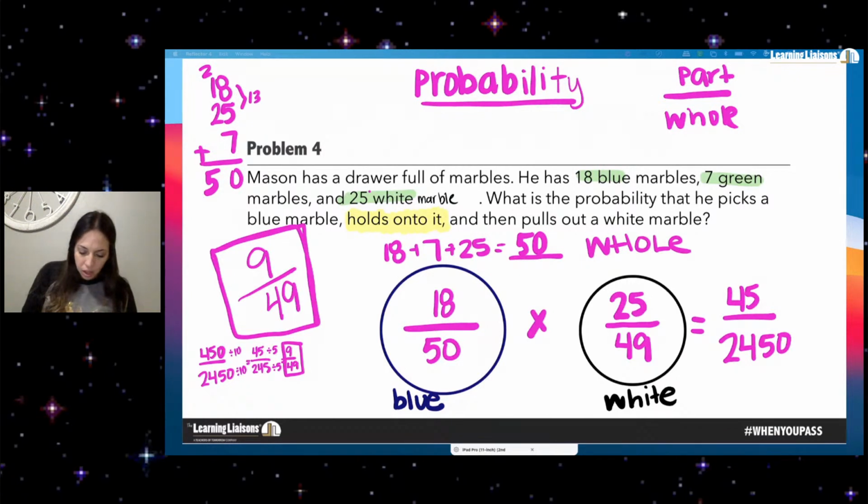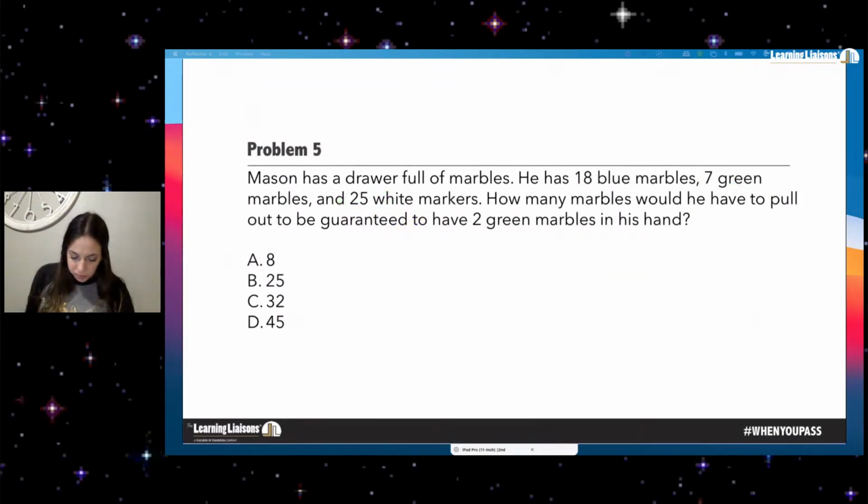All right, moving on. Mason still has a drawer full of marbles. He has 18 blue marbles, 7 green marbles, and 25 white marbles. How many marbles would he have to pull out to be guaranteed to have 2 green marbles in his hand? I love this kind of problem.